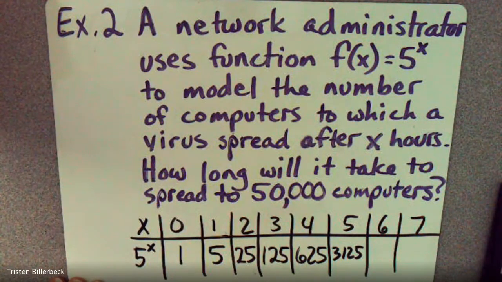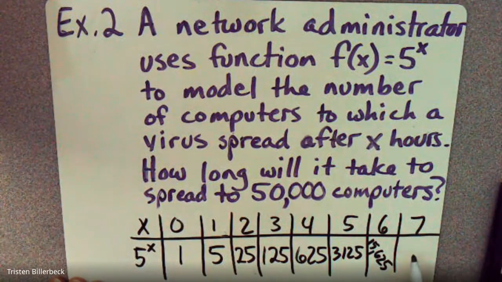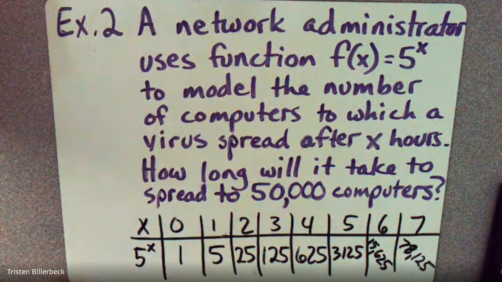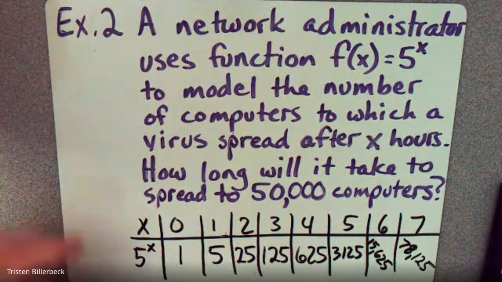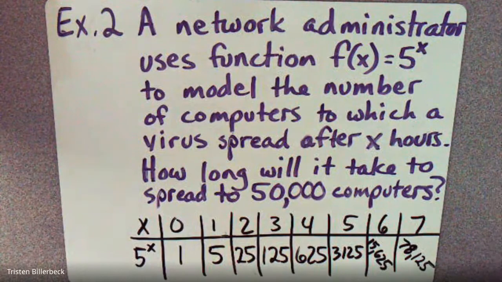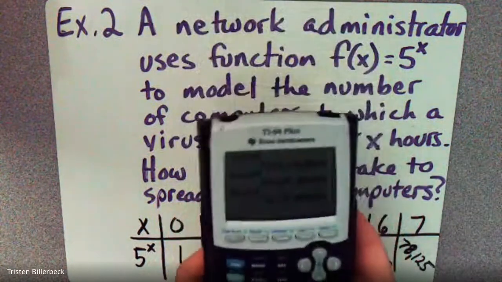And let's do 6 hours. Oh my goodness, I have to write this sideways. It's getting so big. 15,625 computers are infected. And let's see what happens after 7 hours. 78,125 computers. Wow. But it wants to know how long it'll take to spread to 50,000 computers. Well, that's kind of harsh, isn't it? Because you kind of have to have one of my graphing calculators to do this.